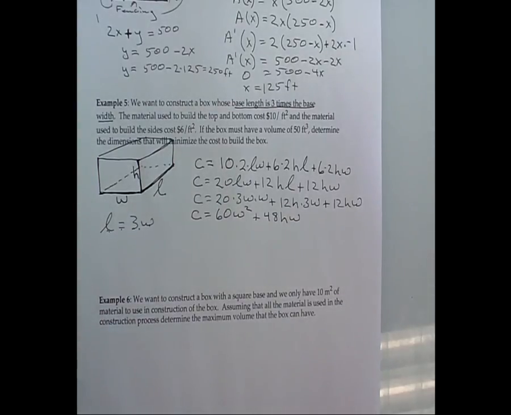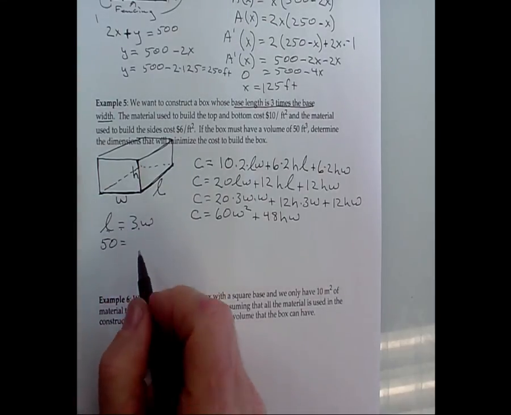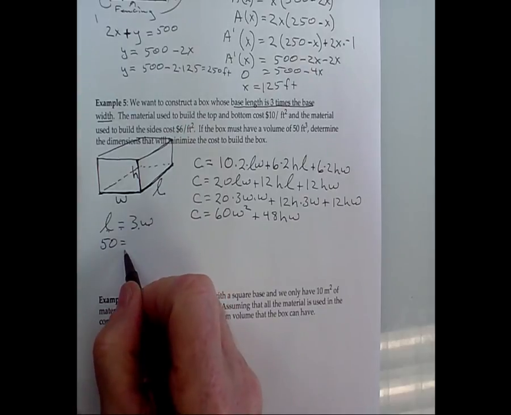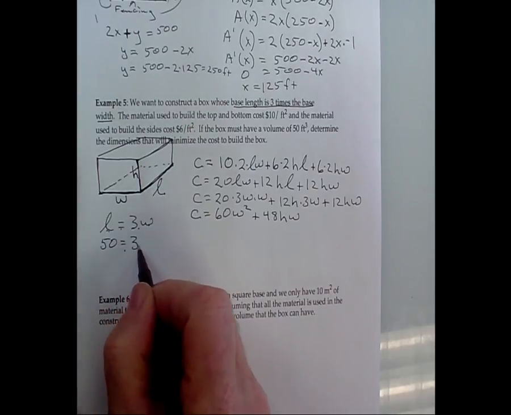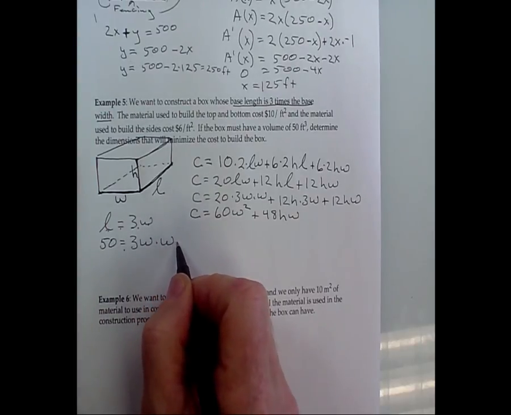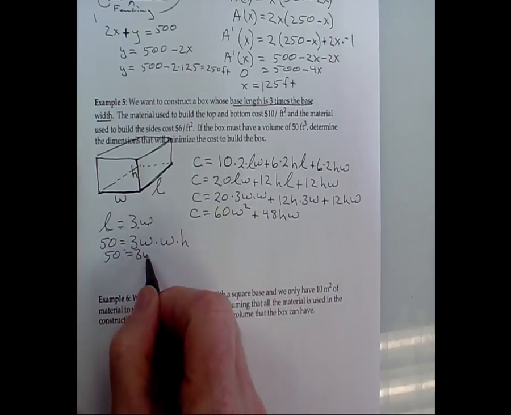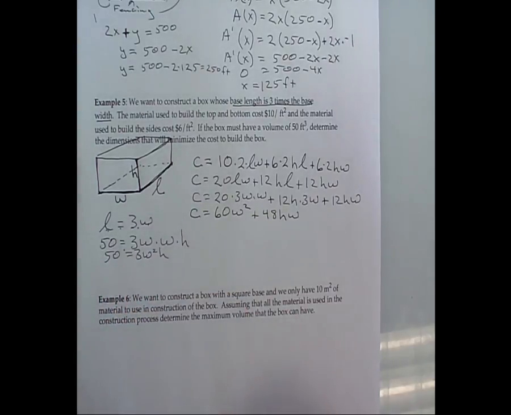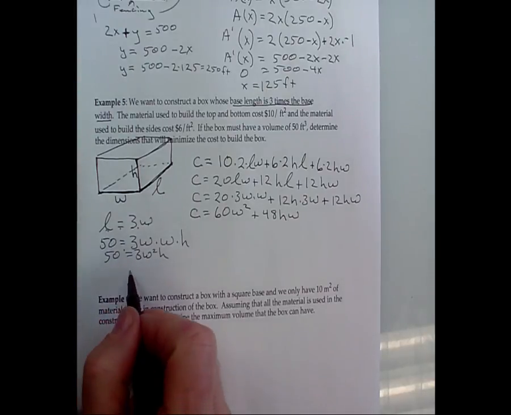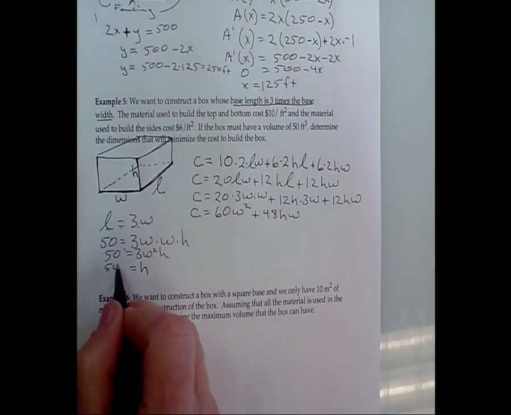The volume has to be 50. Oh, volume, 50. How do you compute volume? Length times width times height. Length is 3W. So I get 50 equals 3W squared H. Correct? Is that helpful? Okay, tell me what H is. 50 divided by 3W squared. Perfect.